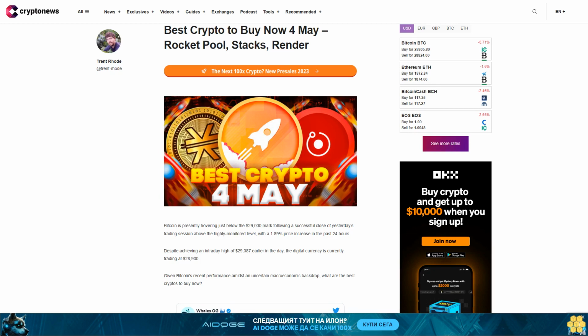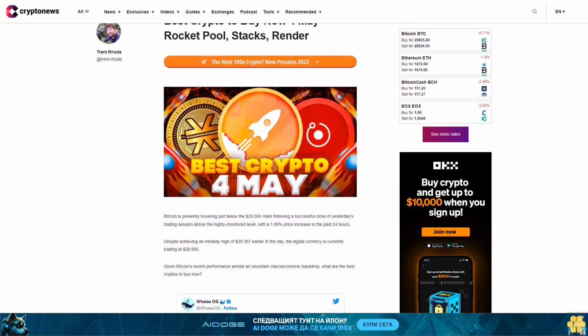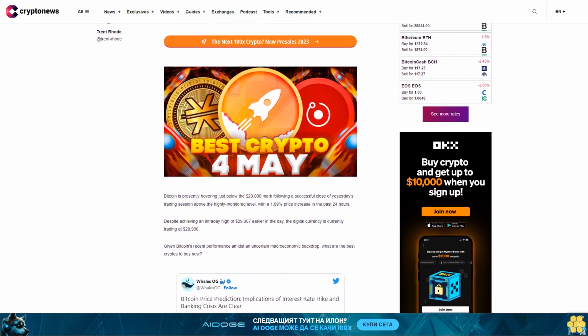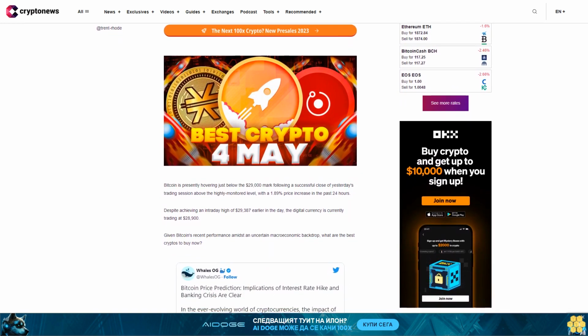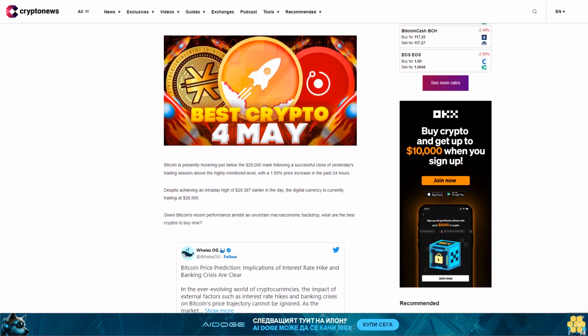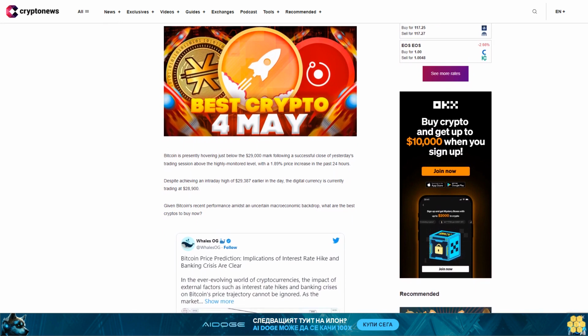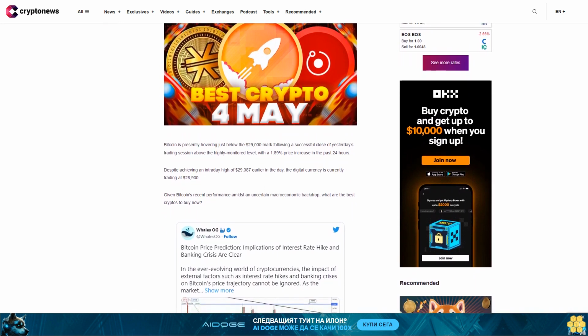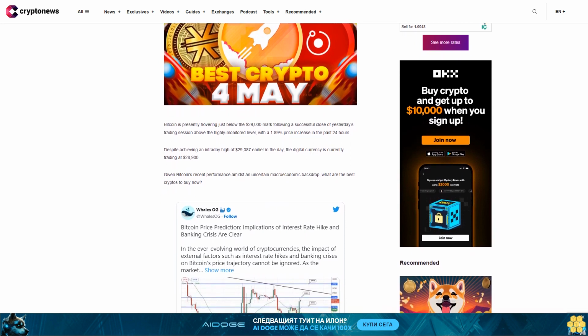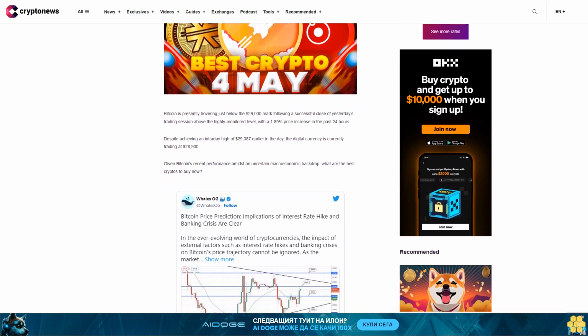Best crypto to buy now for May: Rocket Pool, Stacks, Render. Bitcoin is presently hovering just below the $29,000 mark following a successful close of yesterday's trading session above the highly monitored level, with a 1.89% price increase in the past 24 hours. Despite achieving an intraday high of $29,387 earlier in the day, the digital currency is currently trading at $28,200.